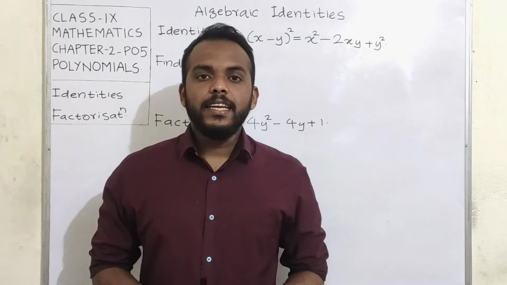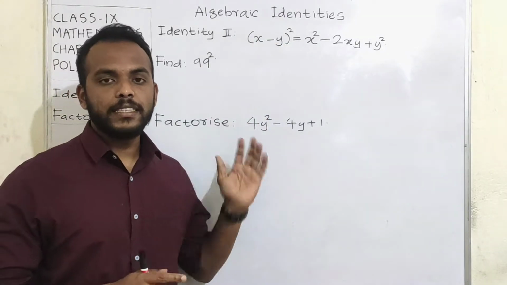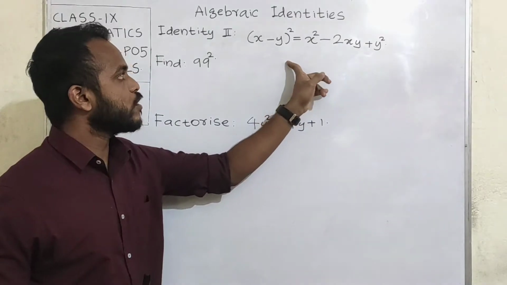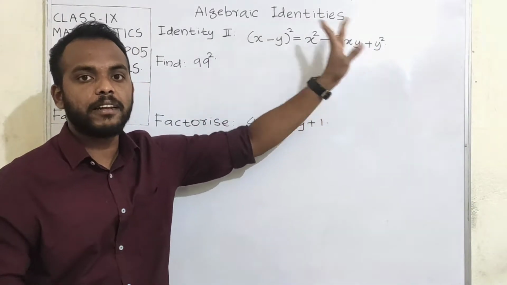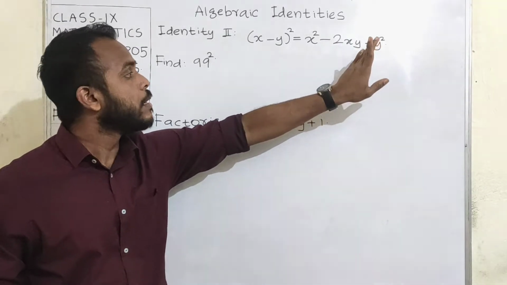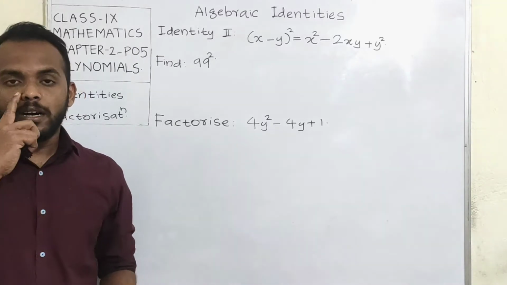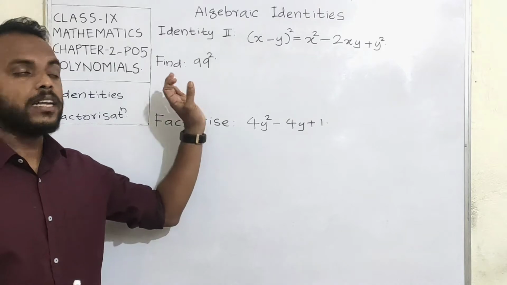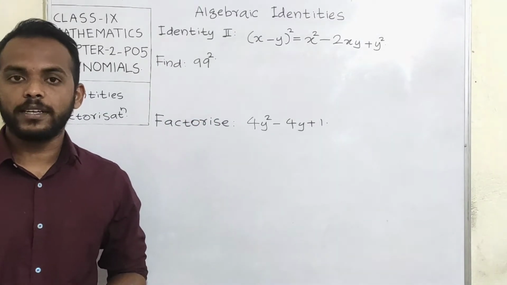The second identity is just a difference of a negative symbol from the first one. It says x minus y the whole square is equal to x square minus 2 times xy plus y square. The same way that we did first number square minus 2 times the first number and second number plus second number whole square. Using this one, we can find the squares of numbers. Even using the first identity also we can find the value of 99 and 101 squares, etc.